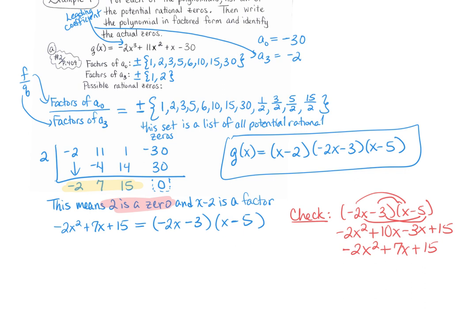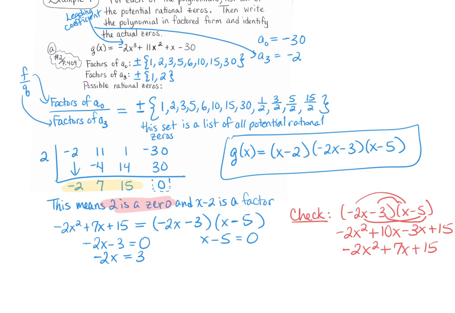X minus 5 and? Negative 2x minus 3. You already found 2 is a 0. So now you just use the factors from your degree 2 to find the remaining zeros. Very good. So you have negative 2x minus 3 equals 0. And then you have x minus 5 equals 0. And so this means negative 2x equals what? 3, because you add 3 to both sides.